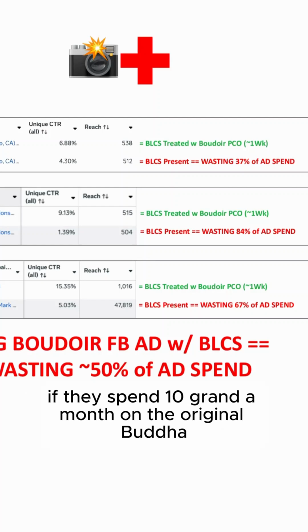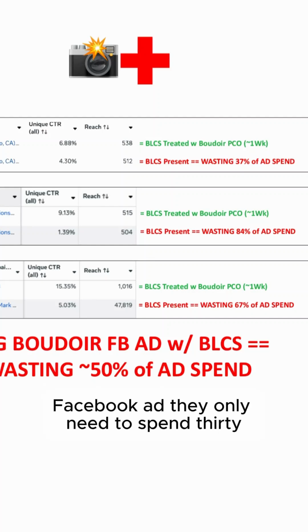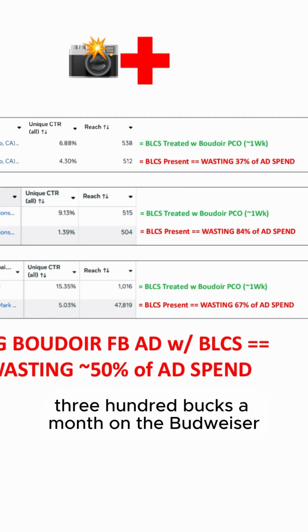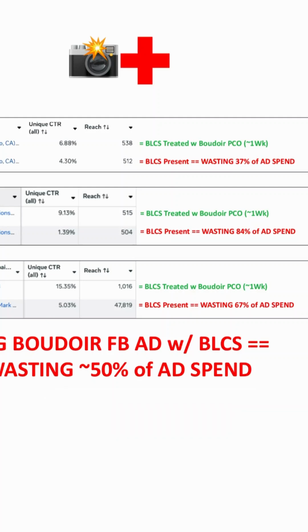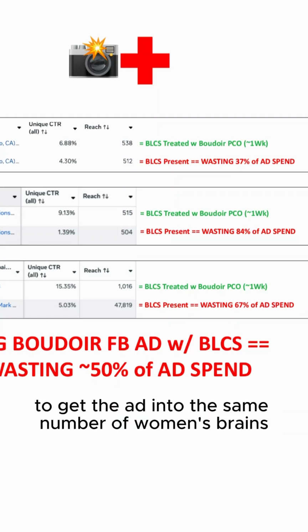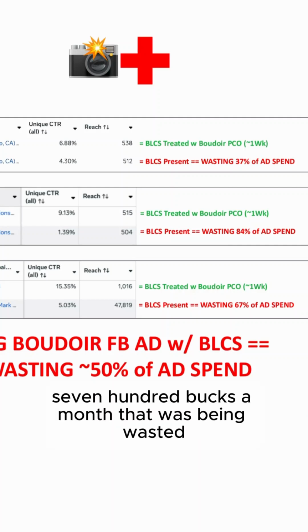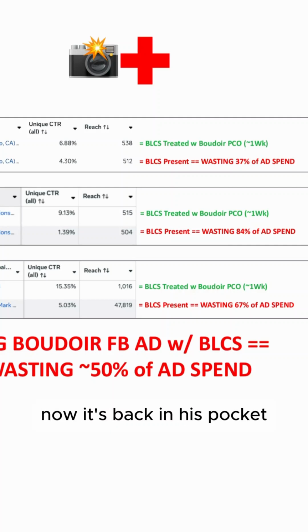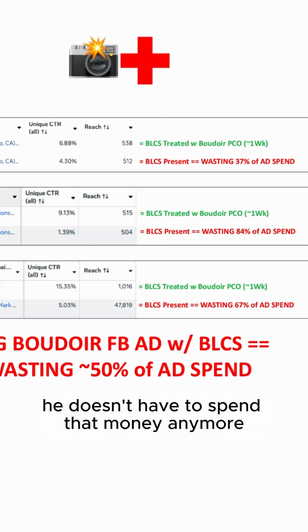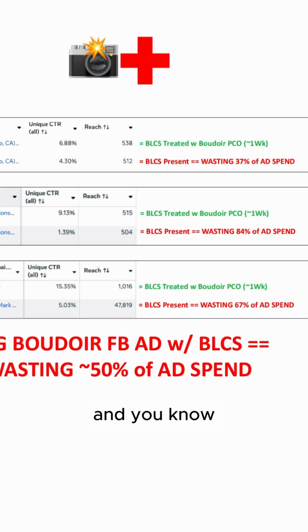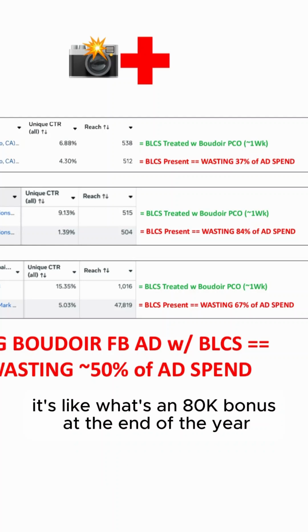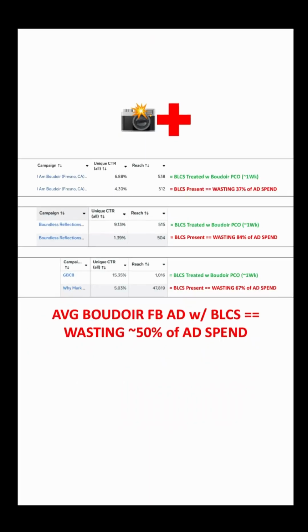That means that they're spending 10 grand a month on the original Boudoir Facebook ad. They only need to spend $3,300 a month on the Boudoir Pico treated ad to get their ad into the same number of women's brains in both scenarios. So it's $6,700 a month that was being wasted. Now it's back in his pocket every single month. He doesn't have to spend that money anymore. And, it's like, what's an 80K bonus at the end of the year, something like that.